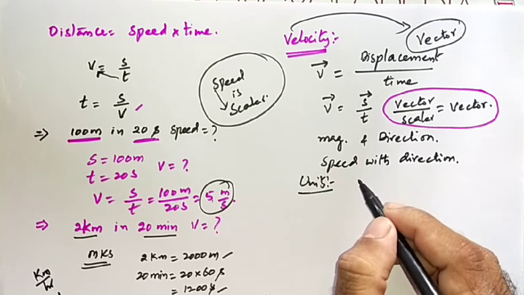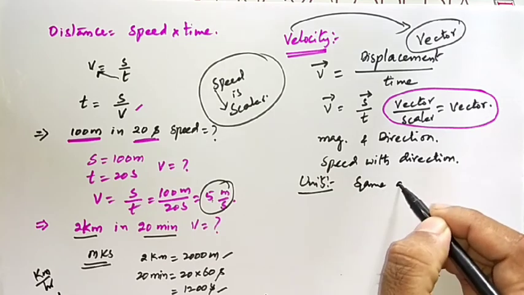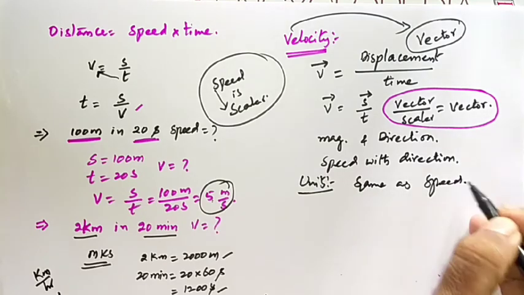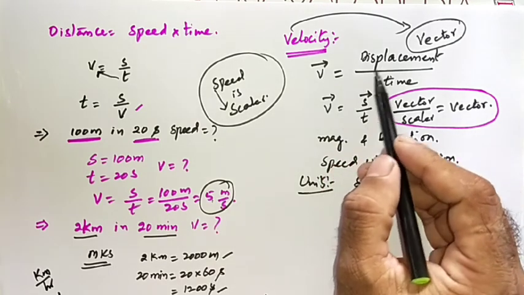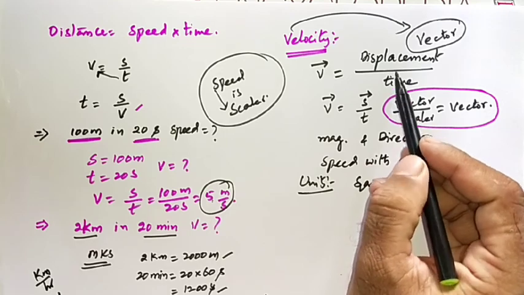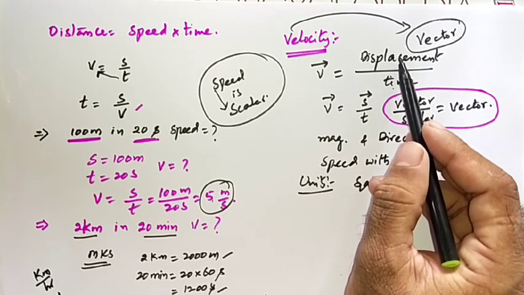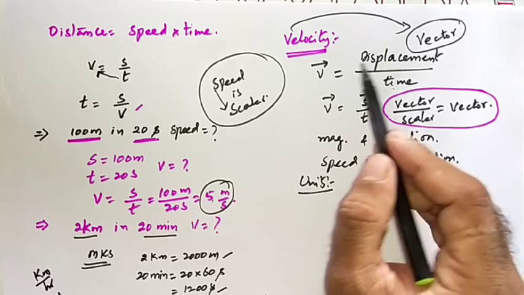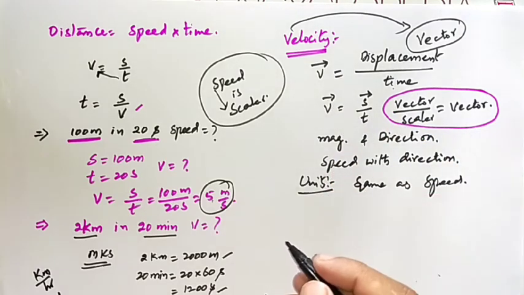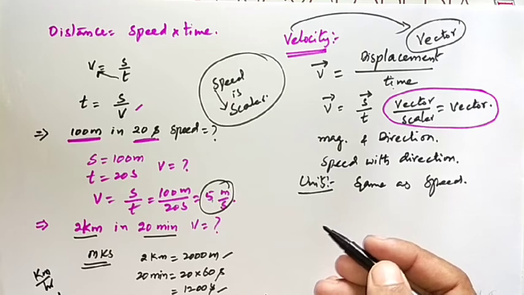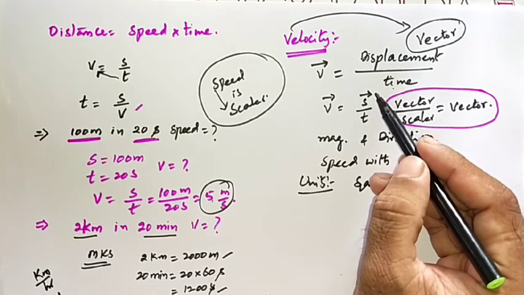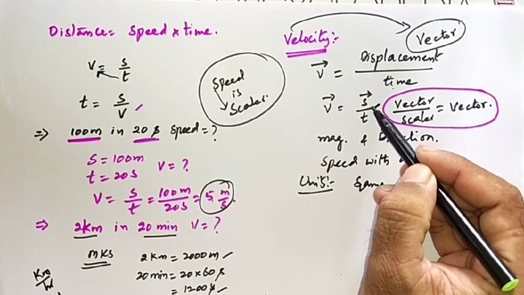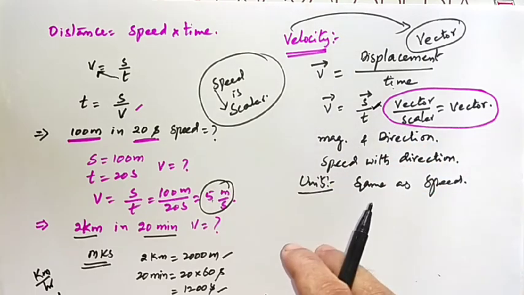What about the units of this? Same as speed. Why? See the velocity formula: displacement by time. The speed formula: distance by time. Distance and displacement have the same units, so velocity and speed have the same units. In the MKS system, meters per second; in CGS, centimeter per second; and another unit is kilometer per hour. Understood? So here we need to calculate displacement to calculate the velocity of the body.